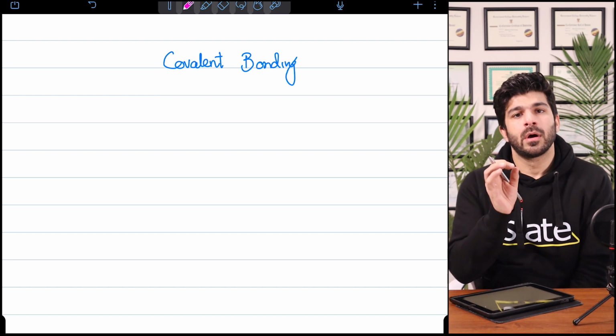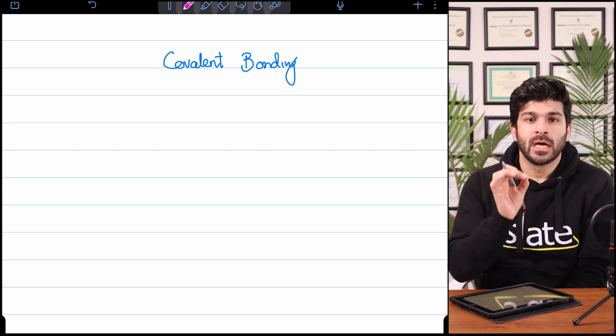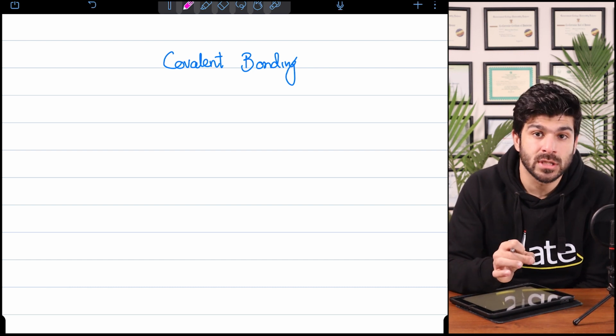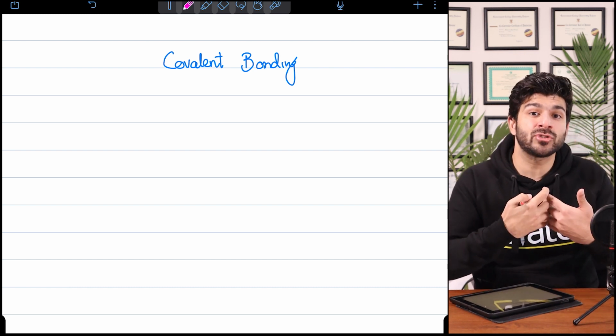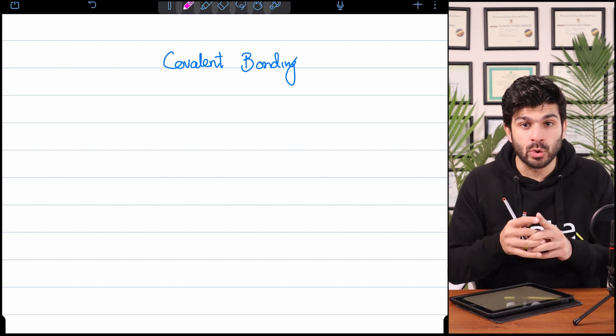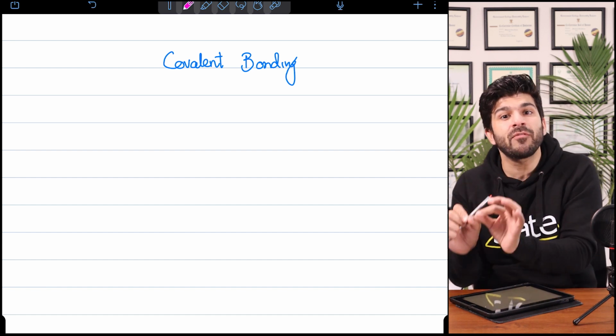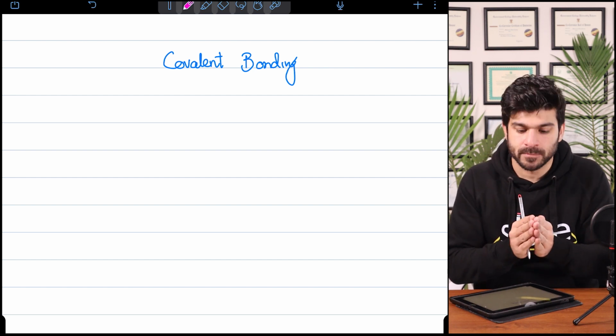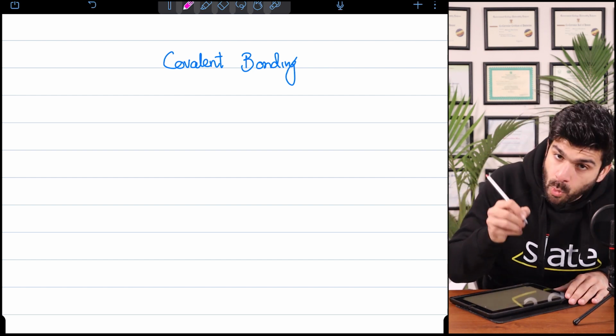Now, the ionic bond was a bond between oppositely charged ions held together by electrostatic force of attraction due to transference of electrons. The word is transference of electron, electron transfer. But what is covalent bonding?